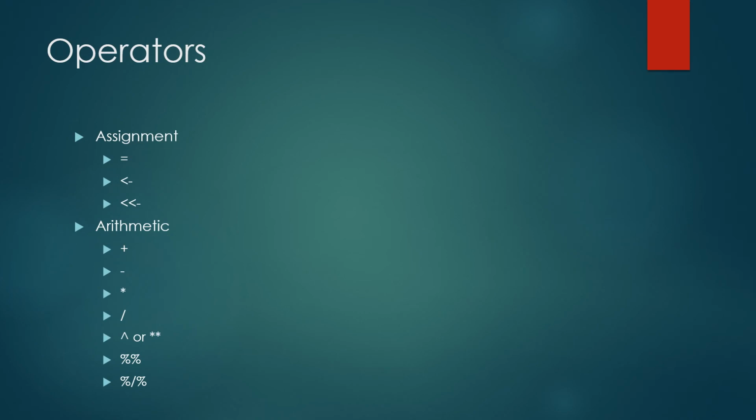R has 3 different assignment operators. The equal sign can only be used top level. That means you can only use it in the command prompt. The arrow can be used anywhere, and the double arrow, you'll usually only see that in functions. It causes a search through parent environments for existing definitions of variables being assigned and then redefines it. If it doesn't find a definition, then the assignment happens in a global environment.